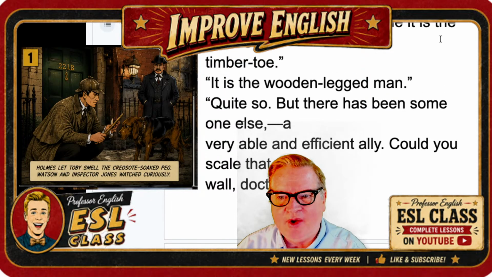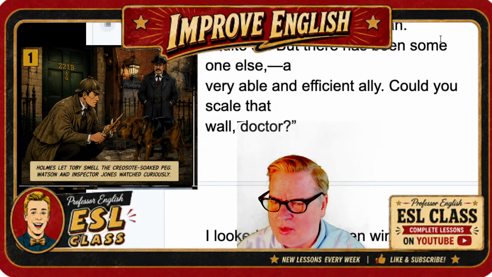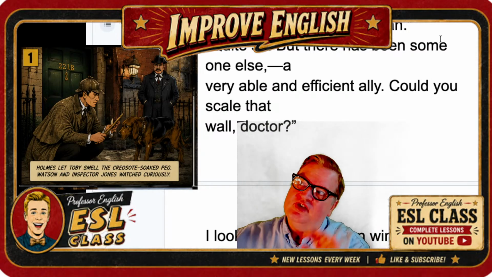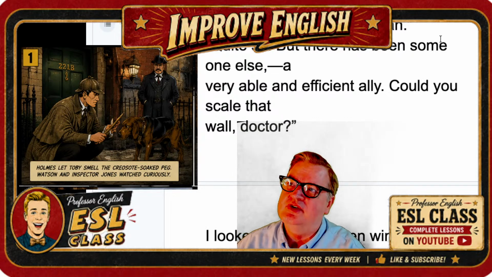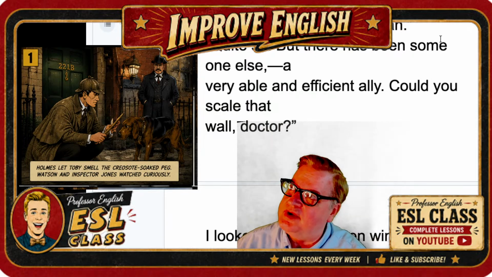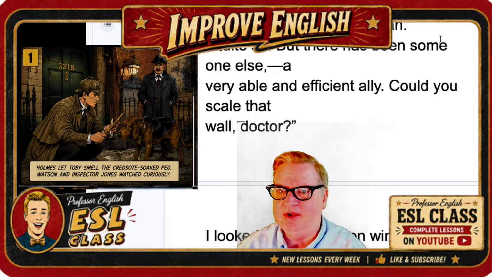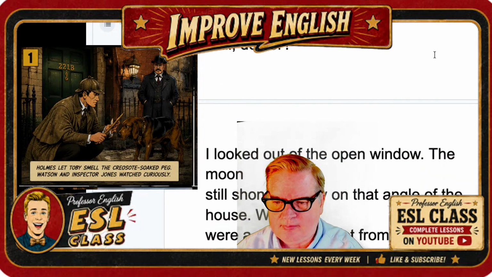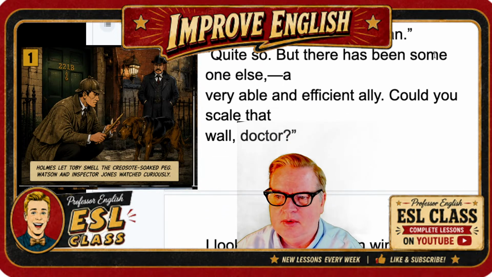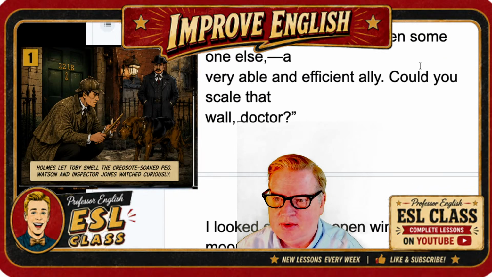It's the wooden-legged man. Quite so, but there's been someone else, a very able and efficient ally. Could you scale that wall, Doctor? To scale something means to climb. You can scale a mountain. You can scale the stairs. Actually, in Latin languages, you have escaleras. That means stairs, something going up. So I think that's where it comes from. But in English, when you scale something, that means you're climbing something. So they're saying, can you climb the wall? Can you scale the wall? Oh, you can even see that in the English word escalator. Scale means climb, go up.